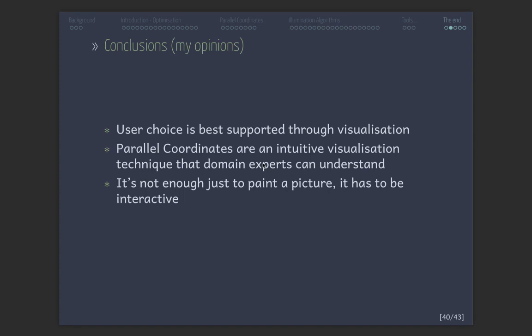It's not enough just to paint a picture, it has to be interactive. The real power of parallel coordinates is not just that big green blob, but it's the ability to use the brushing action to narrow the area of interest on the axis in order to highlight specific solutions.